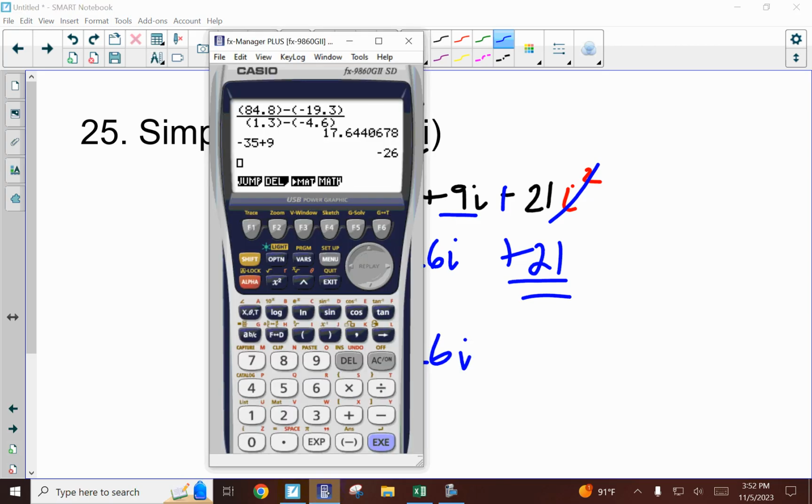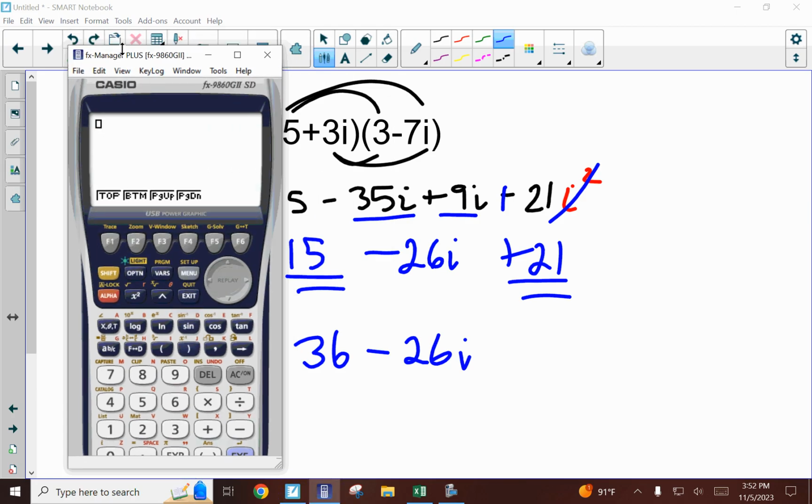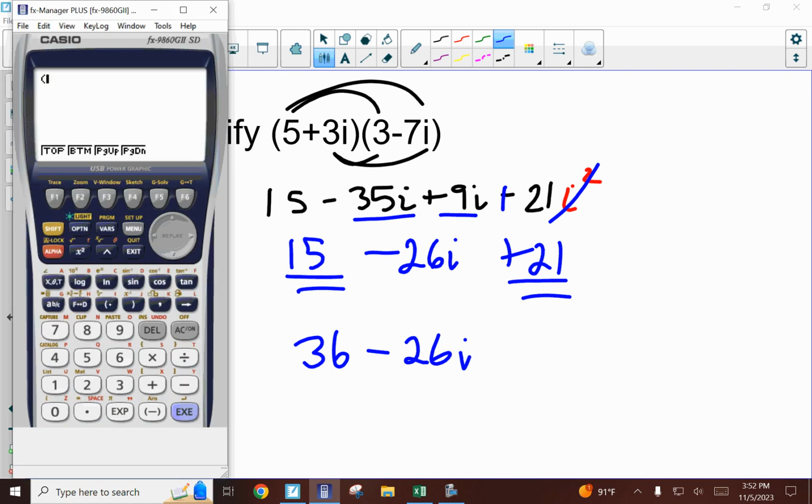And then our life hack can actually do the entire problem in the calculator when they have i's in them. So let's move this over. If we were to do it, it could be 5 plus 3i, where i is shift 0. And then you're going to have 3 minus 7i, shift 0. And you get the same answer.